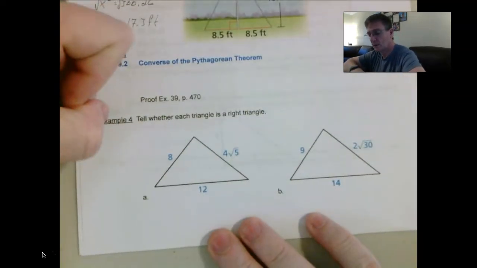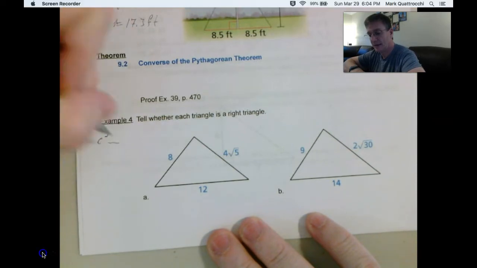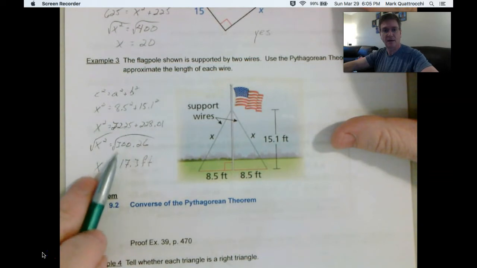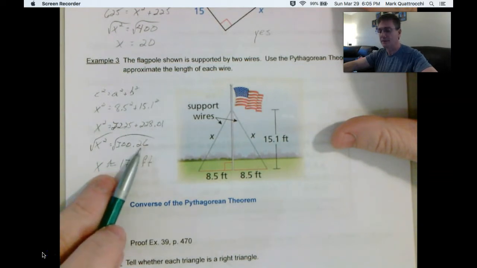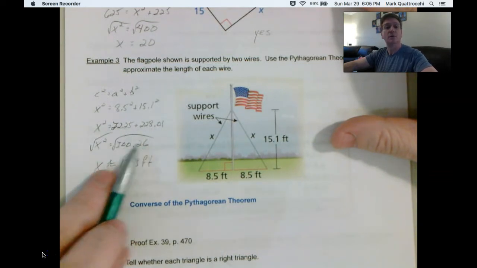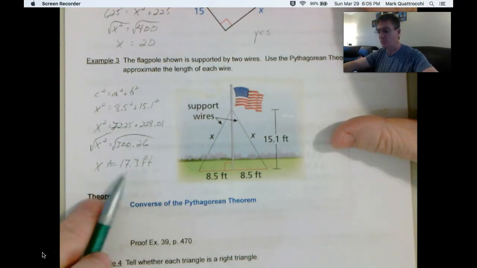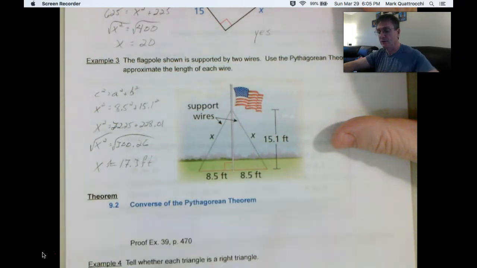So we're going to put c squared blank, accidentally hit the pause button. So add these two numbers together, we get 300.26. Take the square root of both of those and you're going to get 17.3 feet. So the length of each wire is approximately 17.3 feet.